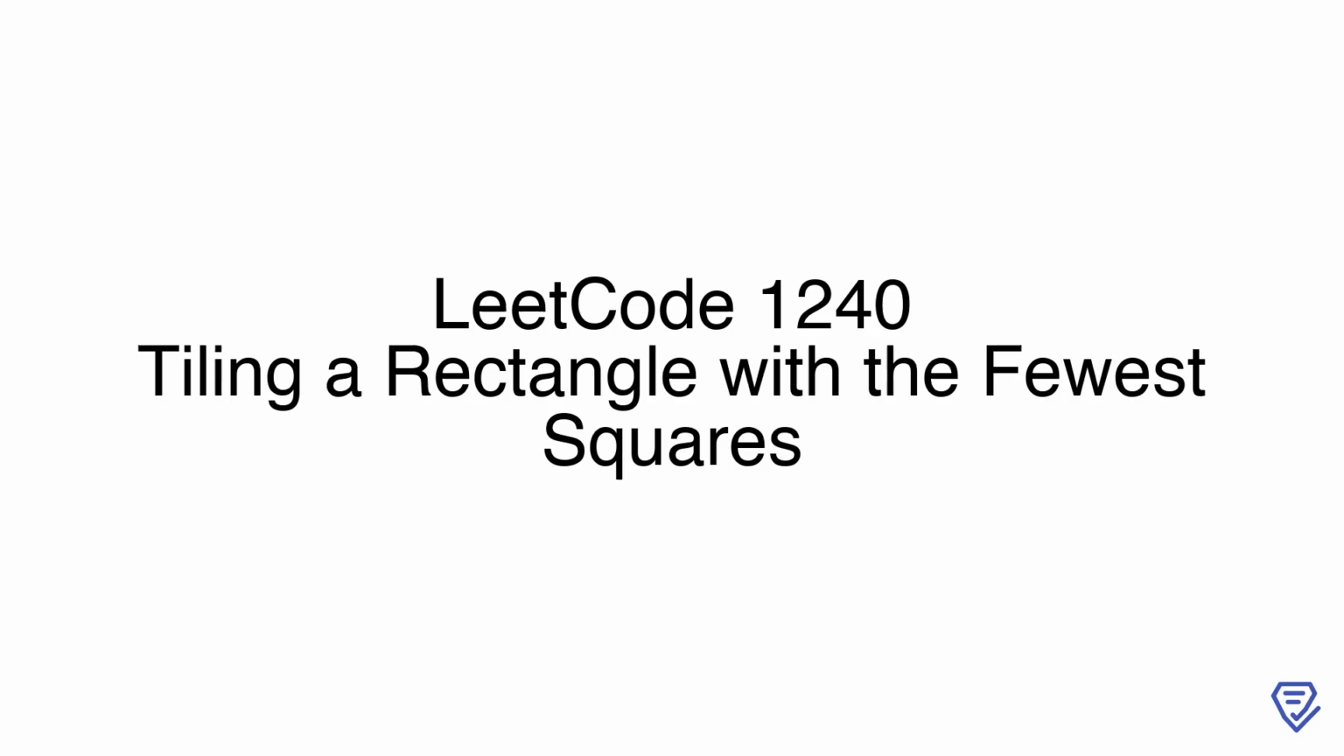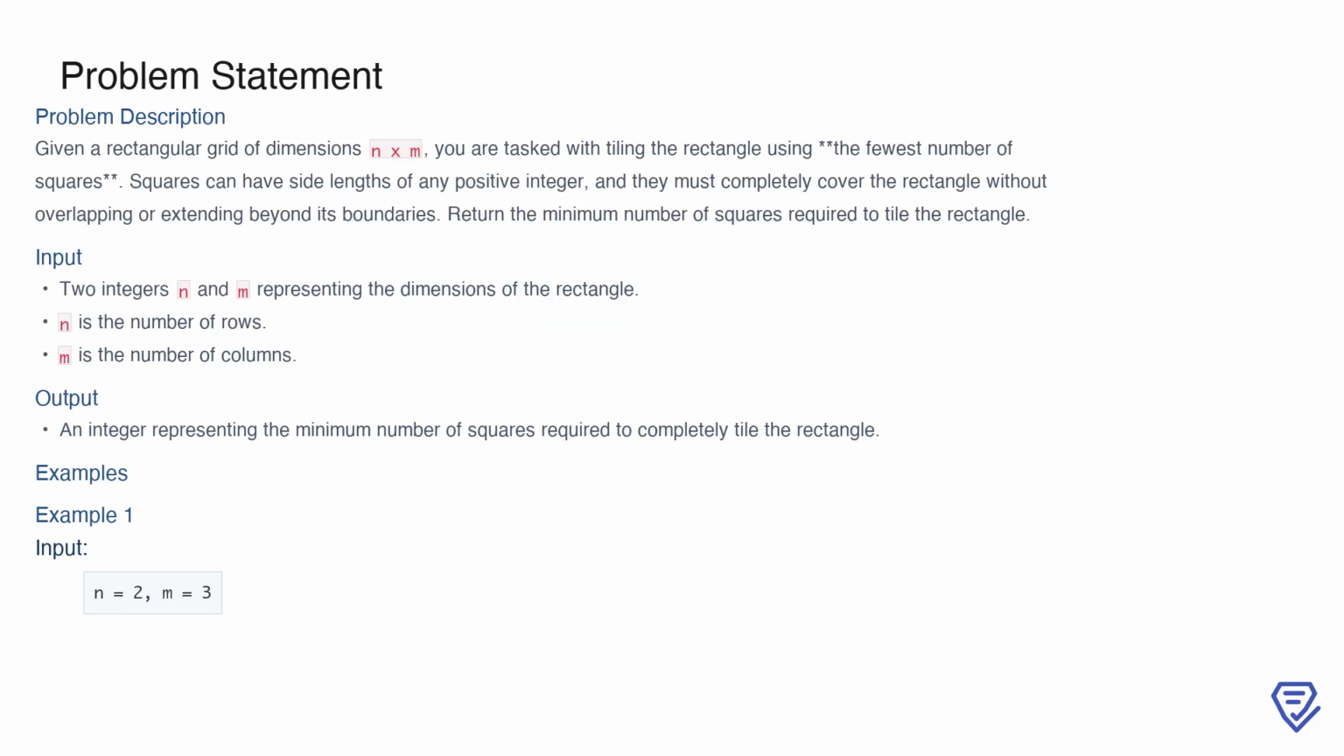Let's dive in. In this problem, you are given a rectangle with dimensions n x m, and the objective is to cover the entire area of the rectangle using the fewest number of squares. These squares can have any side length, as long as they are integers. The key requirement is that the squares must completely cover the rectangle, meaning there should be no overlapping squares and no part of the rectangle left uncovered. You are expected to return the minimum number of squares needed to achieve this.